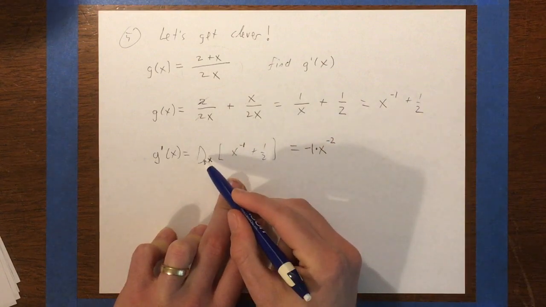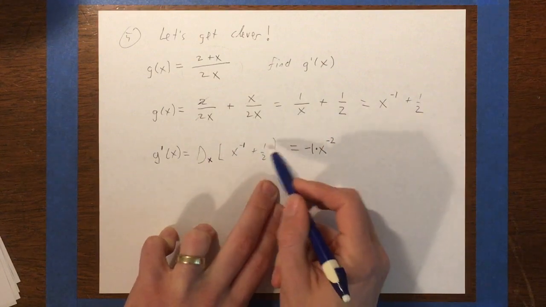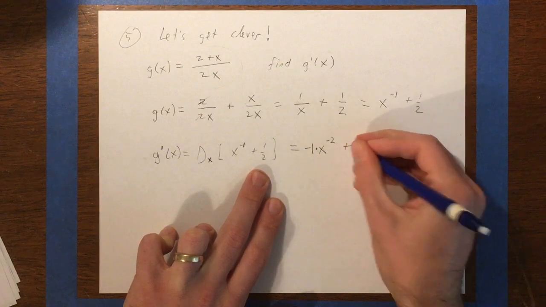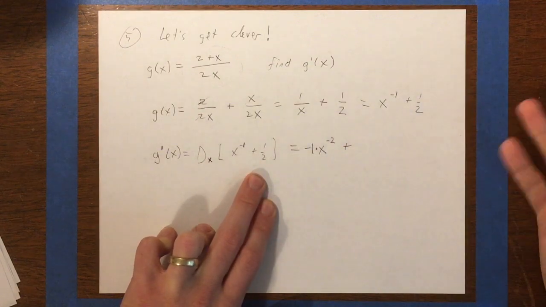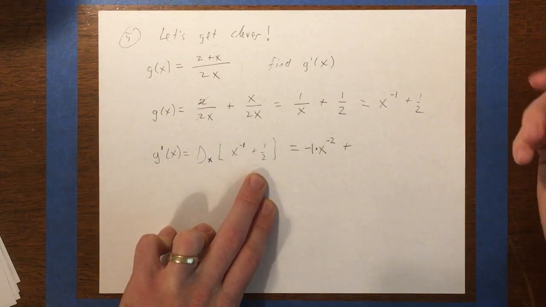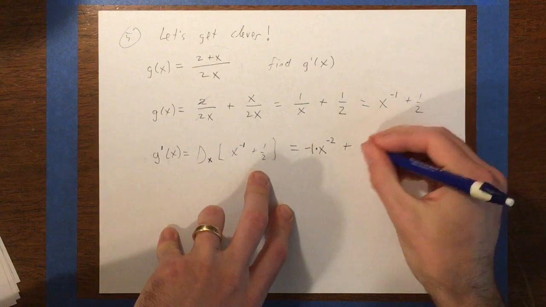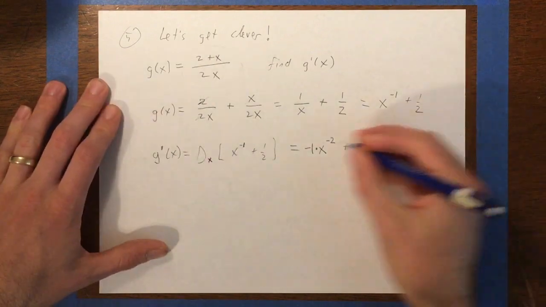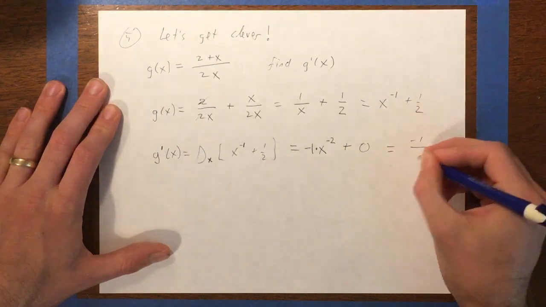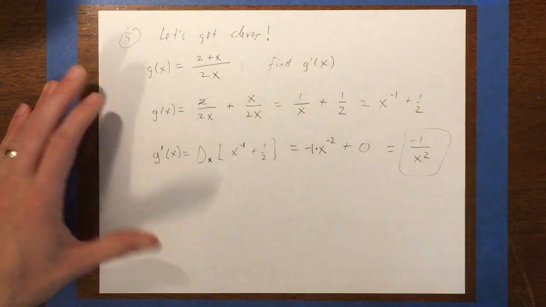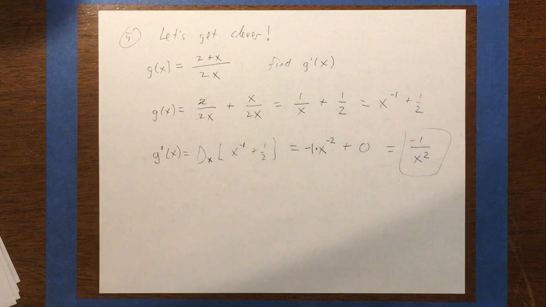And then the derivative will distribute over the addition, and then it will add the derivative of 1/2. Now, since 1/2 is a constant, it doesn't matter that it's a fraction, its derivative is 0. So this all ends up being the negative 1 over x squared, which is actually the same as the derivative of 1 over x itself.